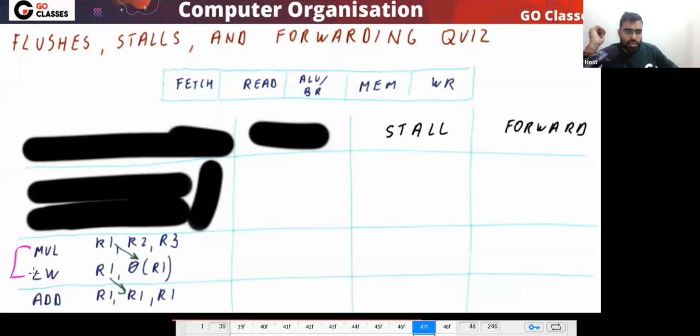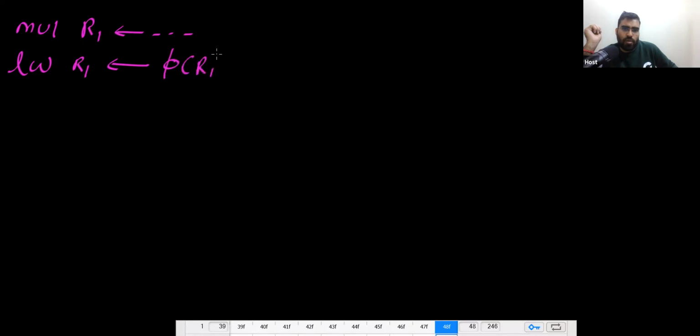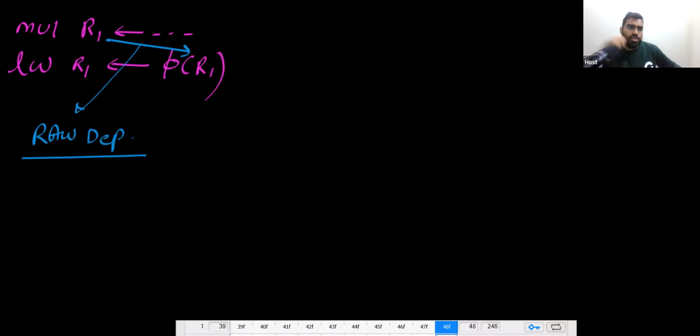So let's see these two instructions: multiply and load word. In the multiply, you are putting something in R1. In the load word instruction, you are using R1, reading something from R1. So you are reading R1 basically. So this is your RAW dependency. This is your RAW hazard also. You already know this.